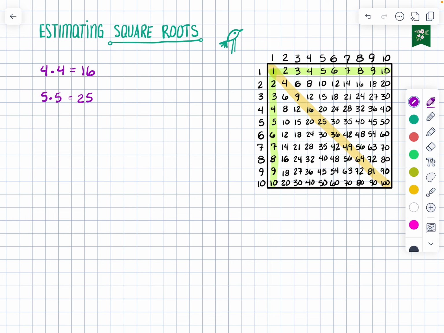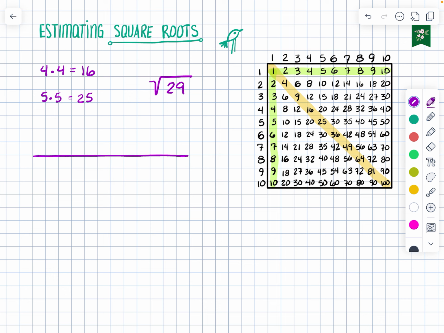So when we want to find the square root of a number that is not a perfect square, what do we do? That's when we need to estimate. So say we have a number like the square root of 29. Well, that doesn't lie on this diagonal, so what do we do? Here's what I like to do.